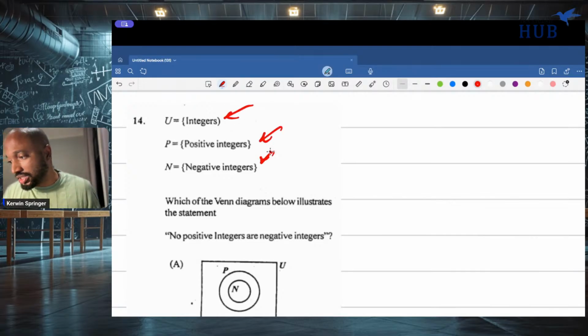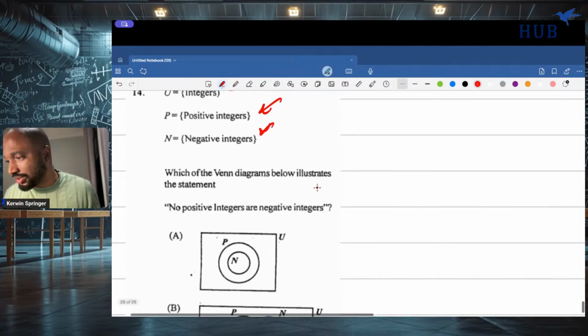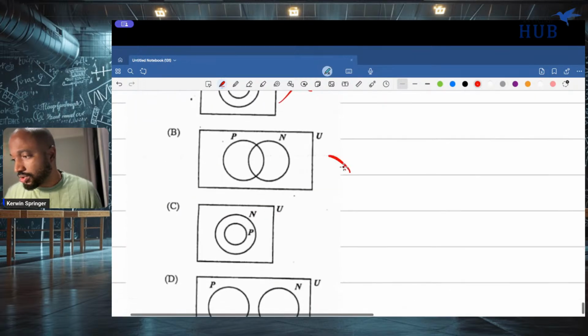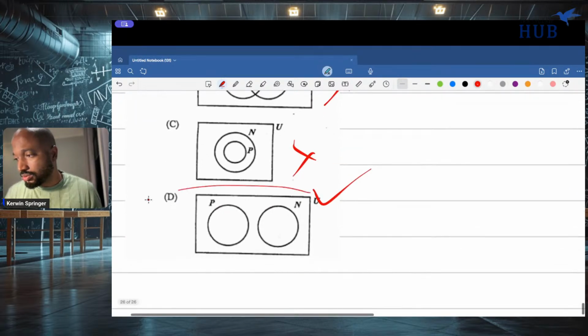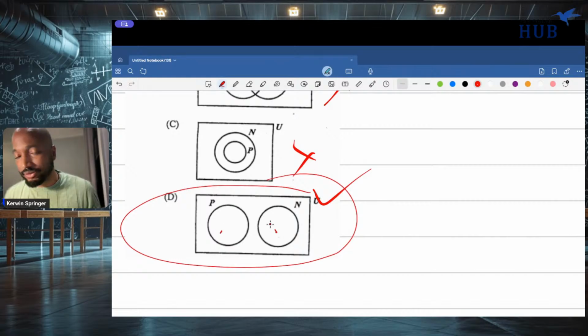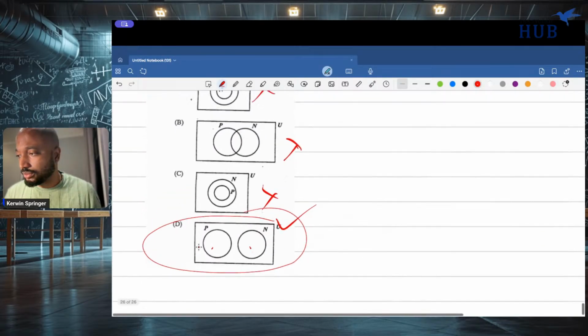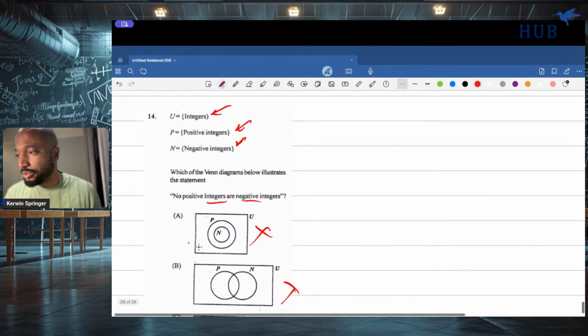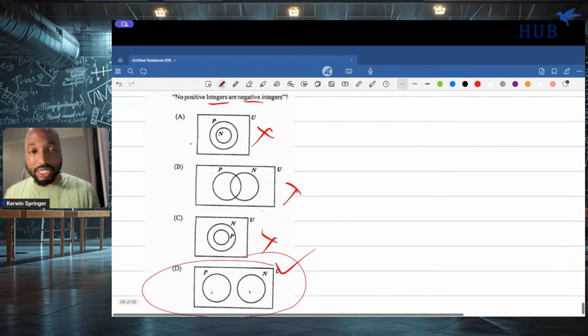Integers, positive integers, negative integers. Which are you going with? No, positive integers and negative integers. Wrong, correct. So these are disjoint sets, right? Positive, negative. So U represents the set of integers, P is positive and N is negative. You know, they don't mix.